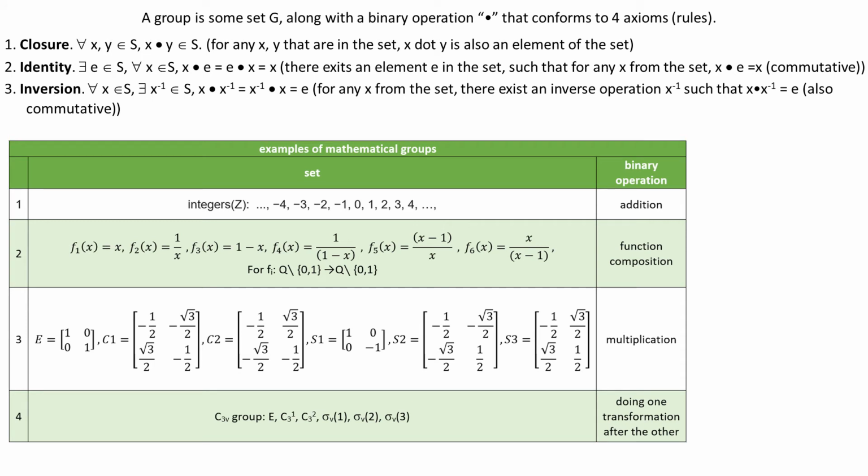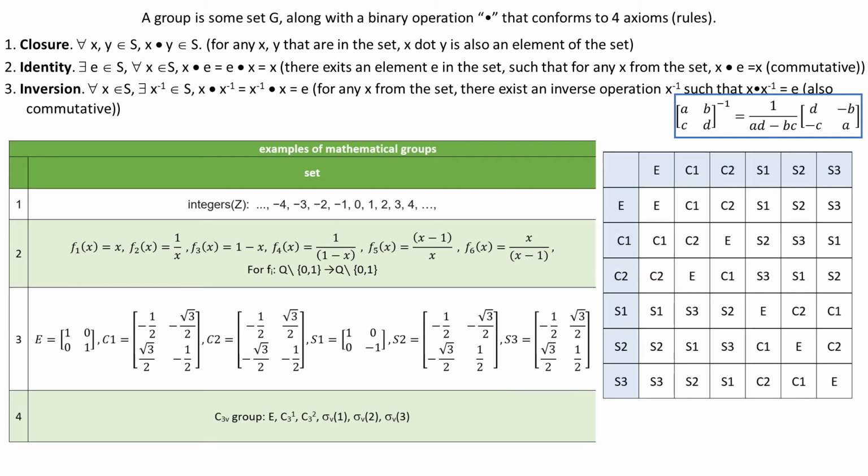Anyway, then the example with matrices. Here's the formula for the inverse, and if you want to, you can calculate to your heart's content, but you could also look at the Cayley table and see where we ended up with the identity element. So we can see that the inverse of C1 is C2, and the inverse of C2 is C1. For S elements, they are their own inverse. So for instance, the inverse of S1 is S1.